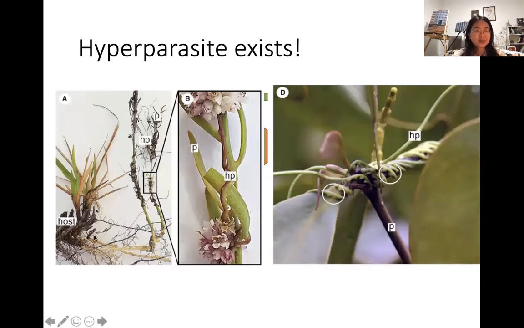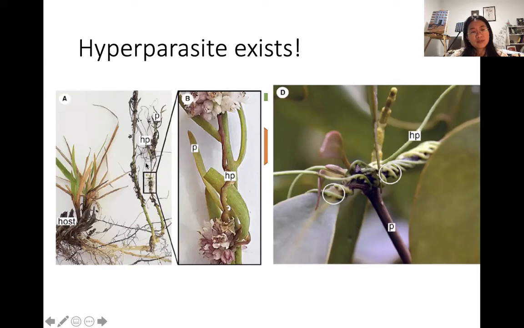Here we are looking at a really fascinating example from the field. On the left, we have the host plant. I think this is a monocot, maybe from the Bromeliaceae, or bromeliads. And then on the right, we have what seems like a mistletoe that parasitizes these monocots.